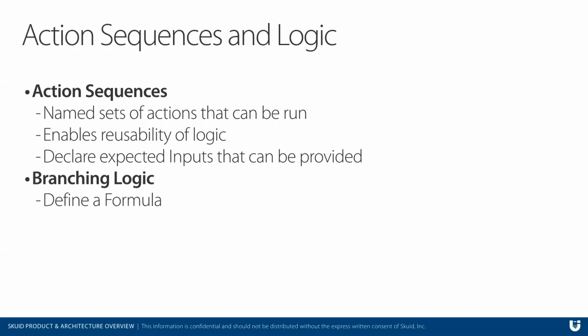of cool stuff there. We talked about being able to branch, and for branching, you define a formula using Skuid's formula syntax to say, if this formula evaluates to true, then I can run one series of actions versus another.